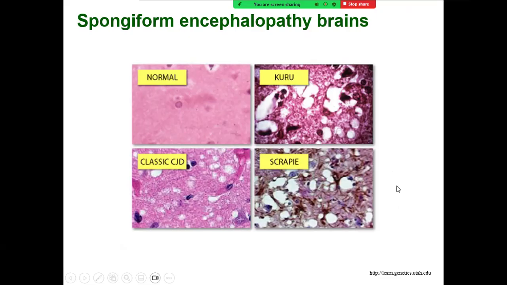Here we're looking at spongiform encephalopathy in the brain. There's a normal histology of the brain. Kuru, scrapies, and then classic Creutzfeldt-Jakob disease. You can see holes in the brain, making the brain look like a sponge, where the term spongiform comes from. Encephalopathy deals with the brain.